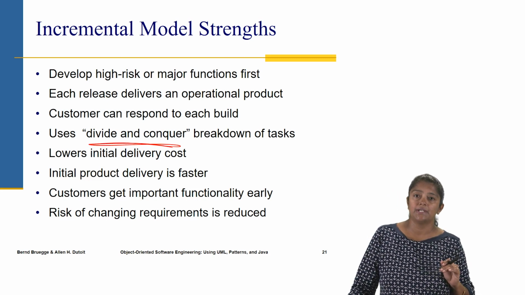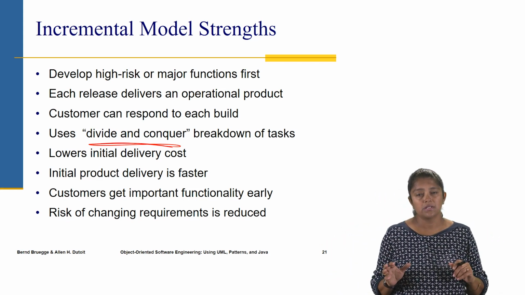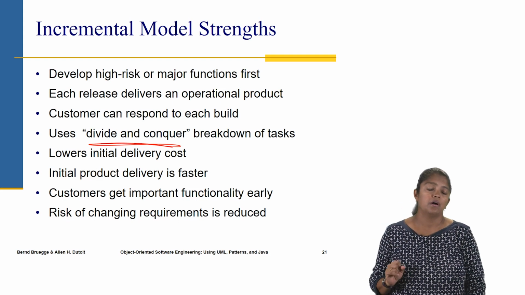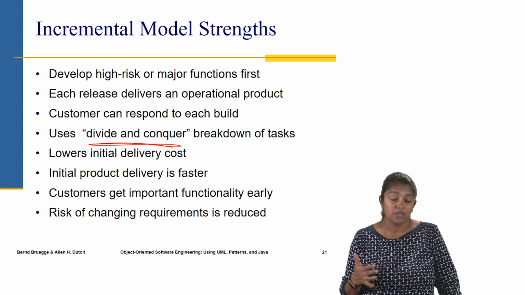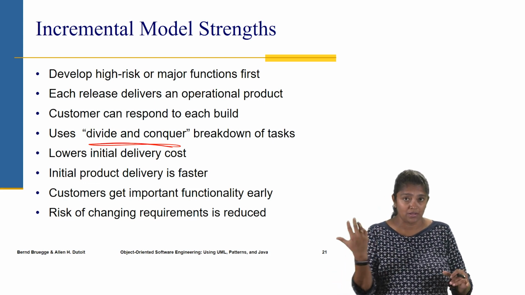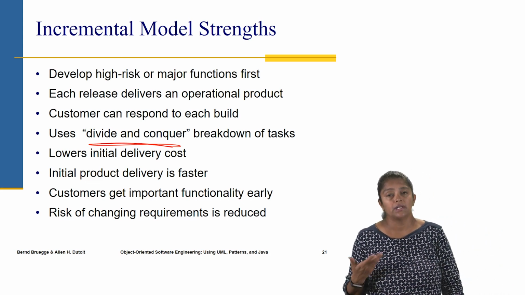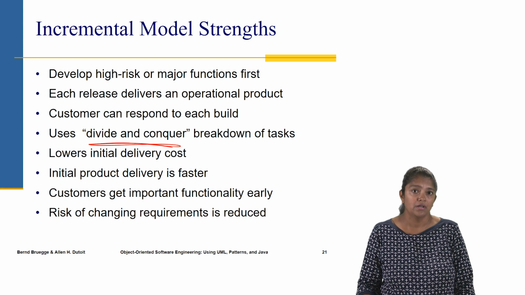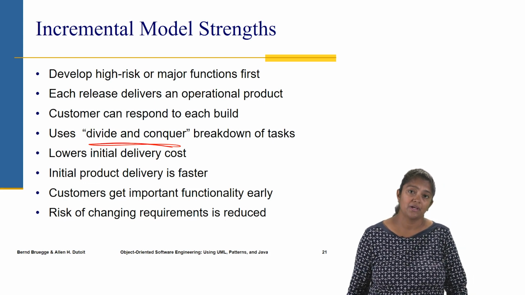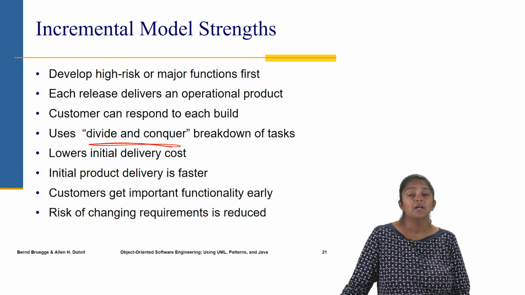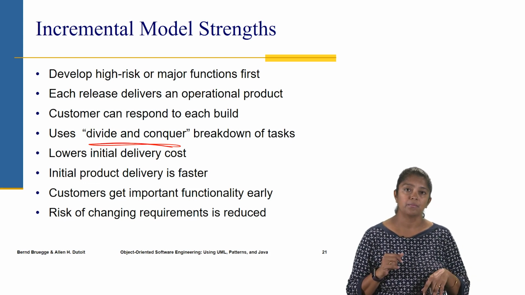It lowers the initial delivery cost. Though the overall cost may not change, the initial delivery cost is reduced because we're focusing on one module or one functionality at a time. The initial product delivery is faster as well. The client gets something much faster to interact with, and then they're getting that most important functionality early on. And the risk of changing requirements is reduced. That's because if some requirements change, there is still scope to handle that in a subsequent increment.